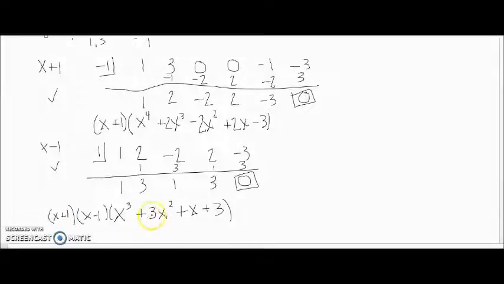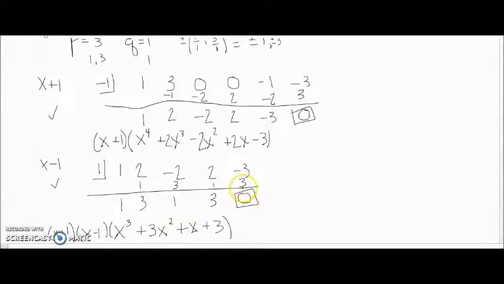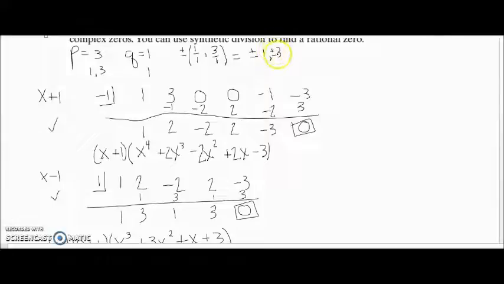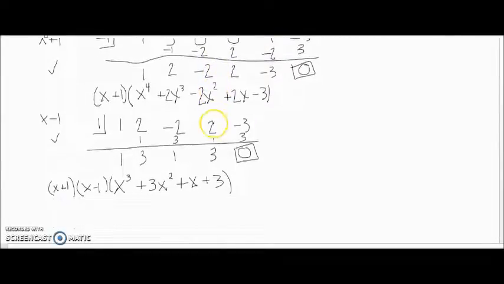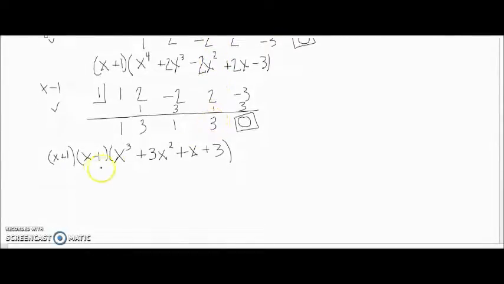All right, let's keep going because this isn't completely factored yet, and we have a couple more options. We've got this positive 3 and negative 3. So let's try positive 3. So x plus 3. We need to change the sign for synthetic division to negative 3. And our new coefficients are 1, 3, 1, and 3.